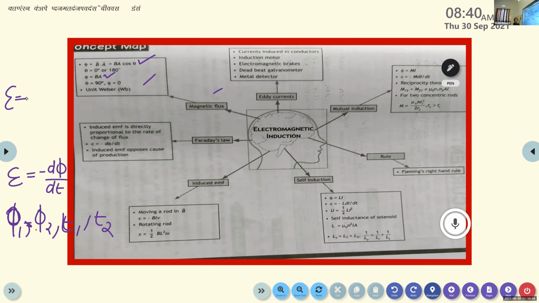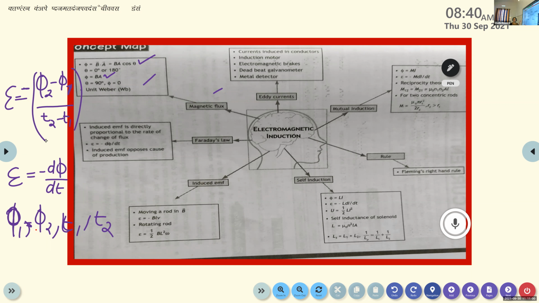Induced EMF, E or epsilon, is equal to minus of phi2 minus phi1 divided by t2 minus t1. Because in some questions they may provide the value of magnetic flux at different time intervals. Phi1 is the magnetic flux corresponding to the time t1, phi2 is the magnetic flux corresponding to the time t2.